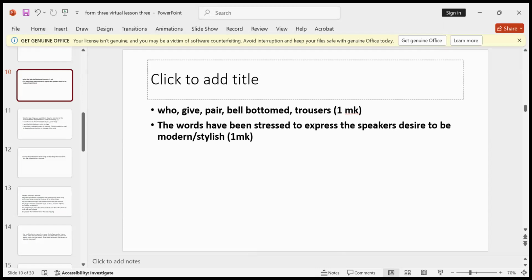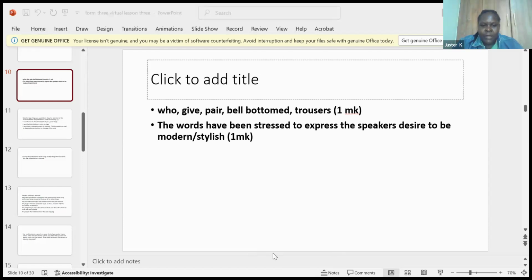The reason: the words have been stressed to express the speaker's desire to be modern, stylish. 1 mark. Okay. Now, the problem with the answer that we had previously is that, if you look at that, how many content words have been stressed? We have who, give, pair, bell-bottomed, trousers. Those are 5 words. So if you don't give the 5 words, again, you're going to score 0. For you to be able to score that 1 mark, you cannot give 1, 2, 3, 4. You must give the 5 words that are to be stressed.